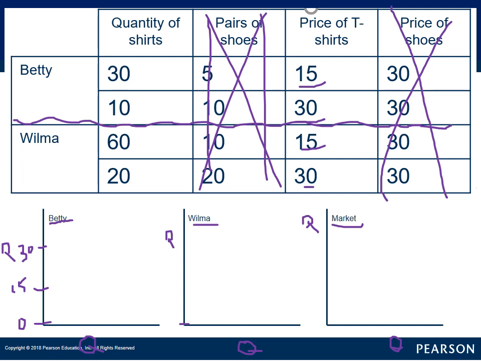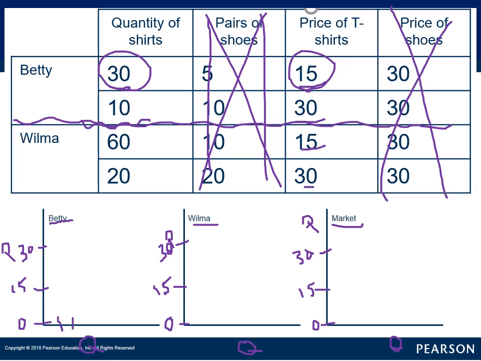Okay, same for Wilma, so we can do the same thing. We have a 0 here, 15 here, and a 30 there. Same for the market, 0 here, 15 in the middle, 30 at the top. Okay, so across the bottom, we're going to have the quantity of shirts that are demanded at each of those price levels. So if we're just looking at Betty at the $15 price level, we see that she demands 30 shirts. So if we're going to graph that, we've got to add some numbers down to the bottom. Let's just do these by 10.